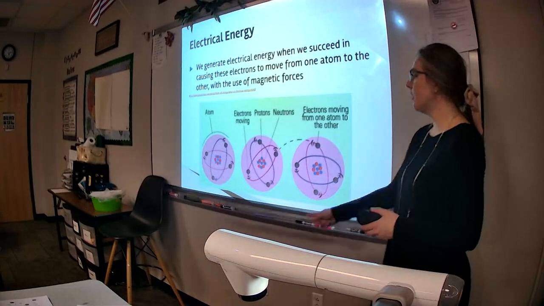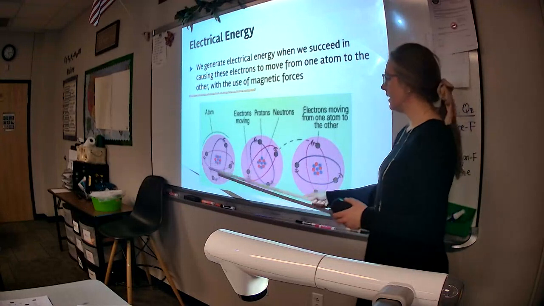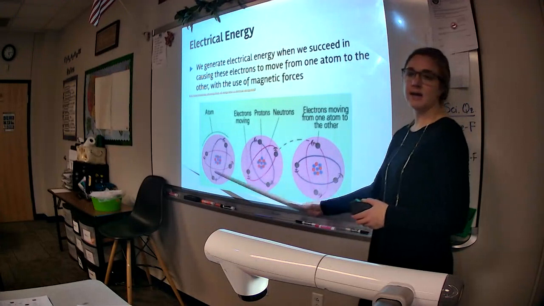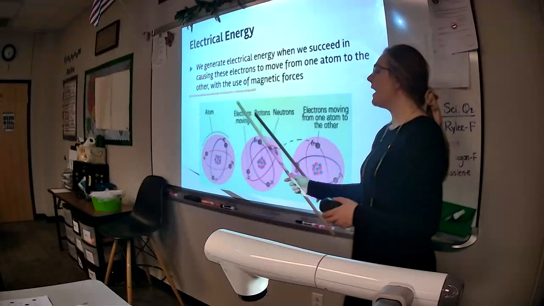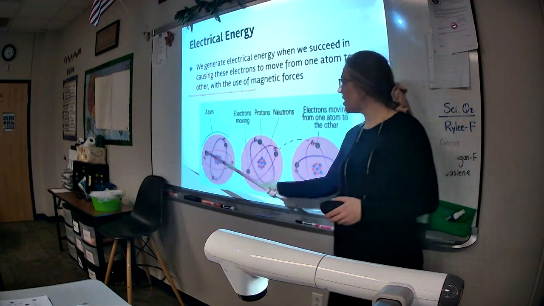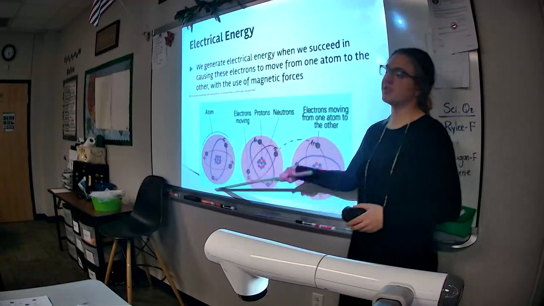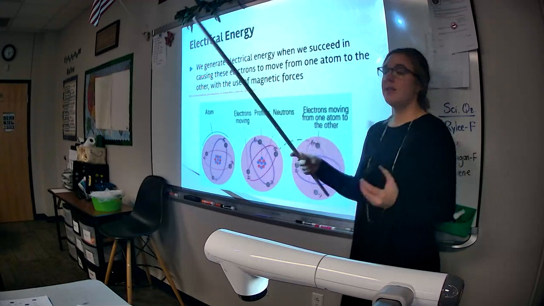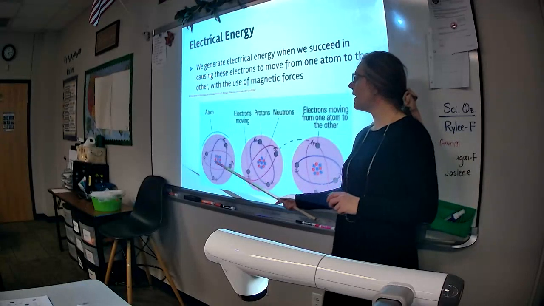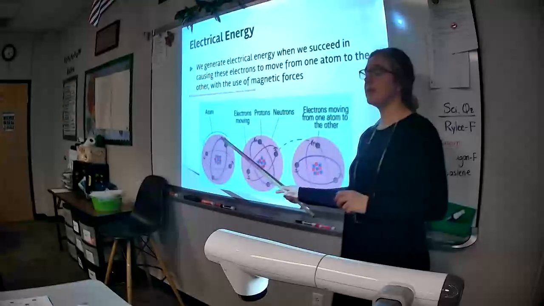Okay? So, as I said, here's the atom. Protons and neutrons are in the middle. Electrons are spinning around the outside. Okay? Now, what you have to understand is what keeps these electrons spinning around the atom and not just flying off into space. That is caused by this force of attraction between the protons and neutrons and the electrons.